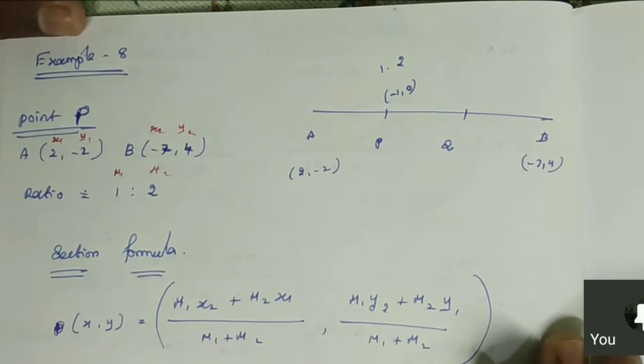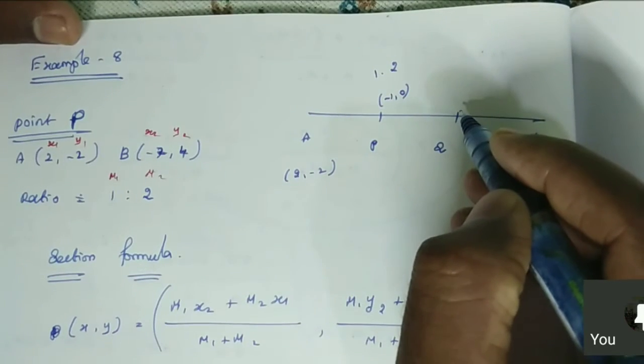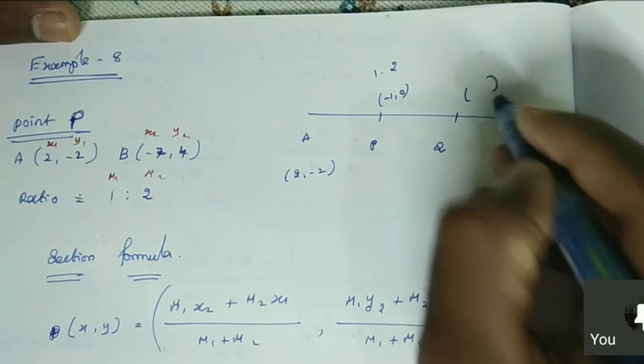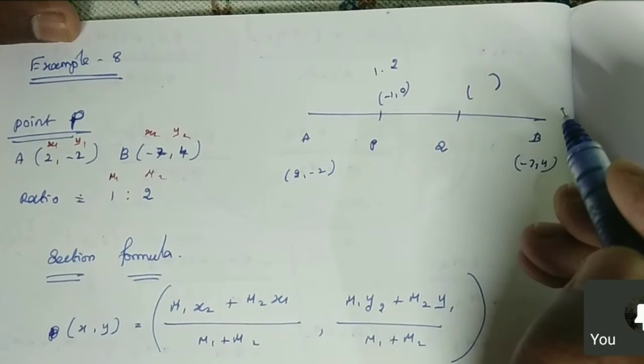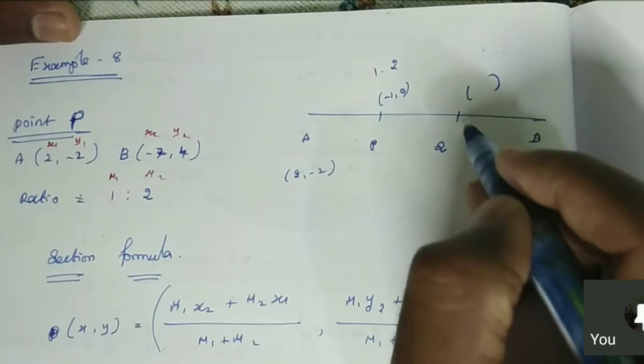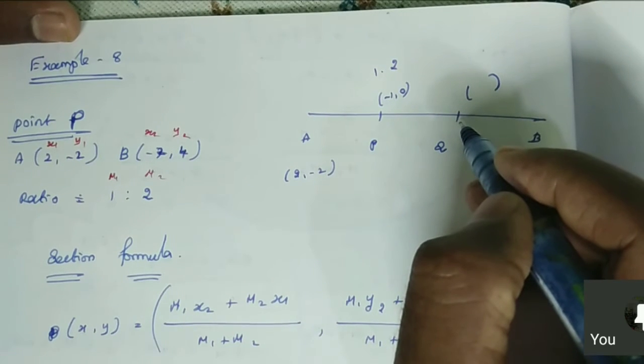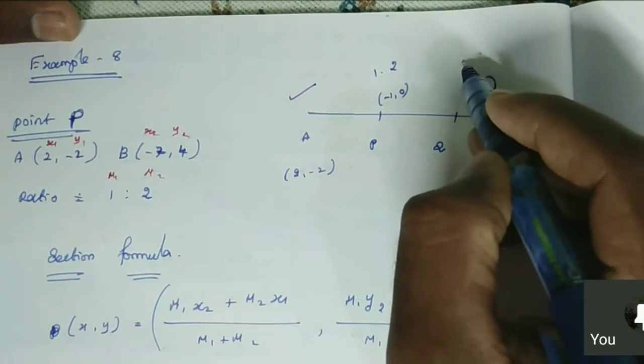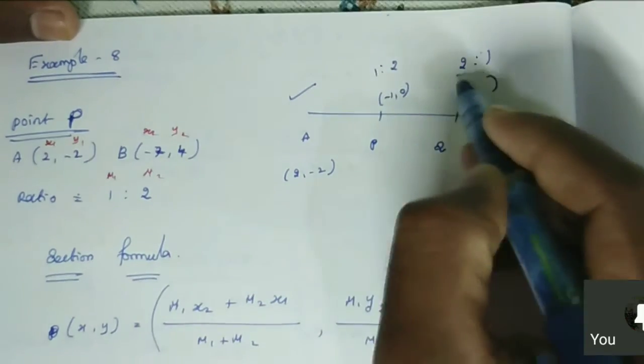Now we are supposed to find point Q. What is the ratio for point Q? A to B, we know that it is 2 is to 1. Clear?